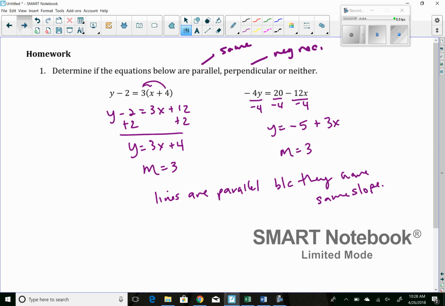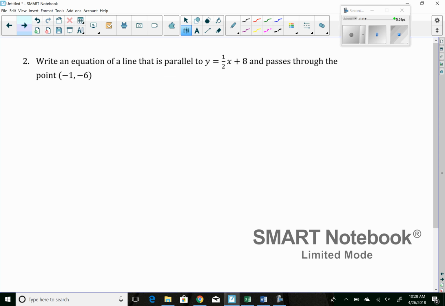Let's keep going. Number 2 says, write an equation of a line that is parallel to the line y equals 1/2 x plus 8, but passes through that point. So right away, as soon as I see points and slopes, I'm thinking point slope form. So I'll just write that down again here. y minus y1 equals m times x minus x1.